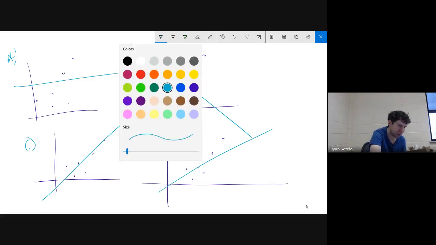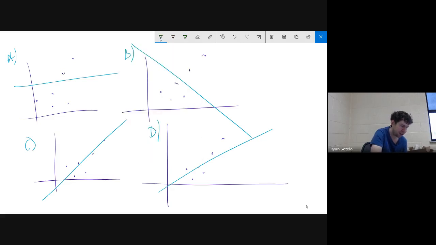So let me draw like a green line. What if I did a line like this or a line like this? Especially in D here, now that you have the blue and the green line, which of those is the best fit? It may not be the easiest thing to tell. C could also give you some difficulty. Which is the best fit?